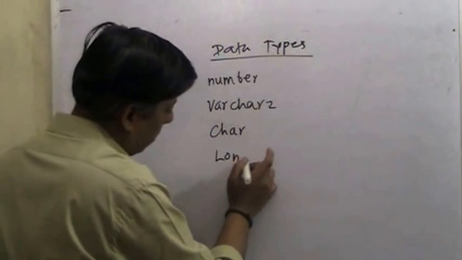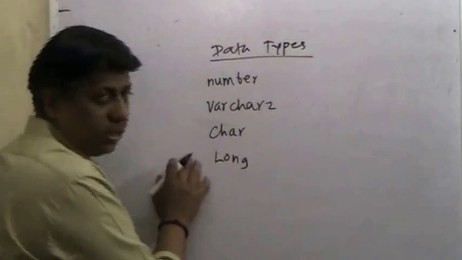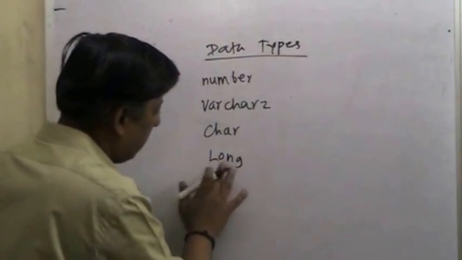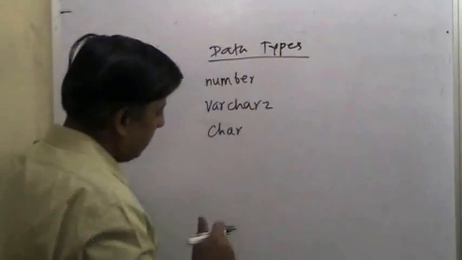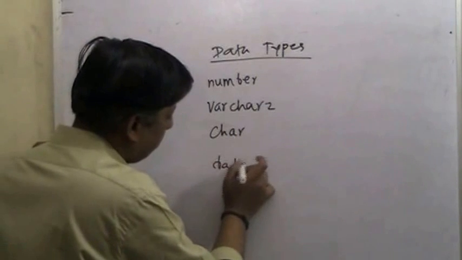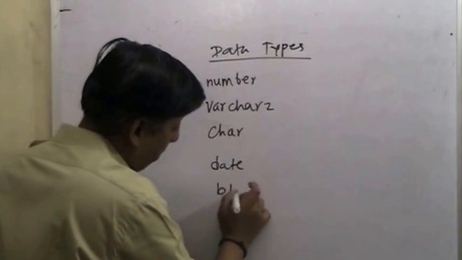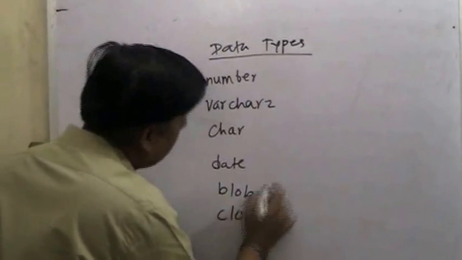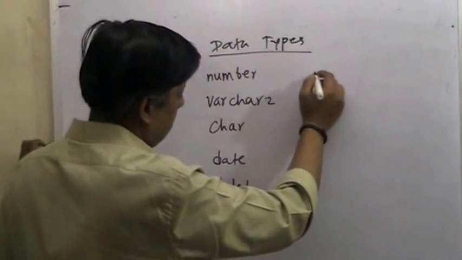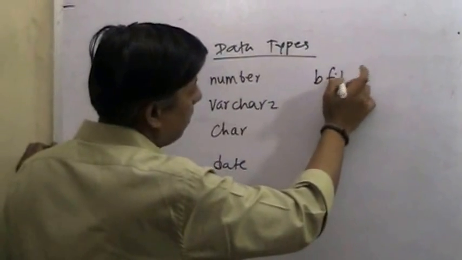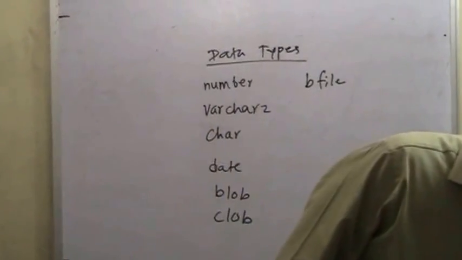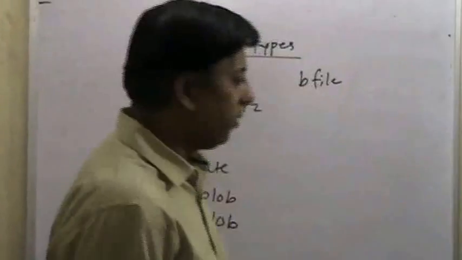Long. Okay. Long is the old one. It is not there anymore. It is only for backward compatibility. So I'm not gonna write long here. Okay. Date. Yeah. Date is there. Blob. I would like to discuss about blob. Clob. Anything else? Bfile. So we will talk about differences between those there.